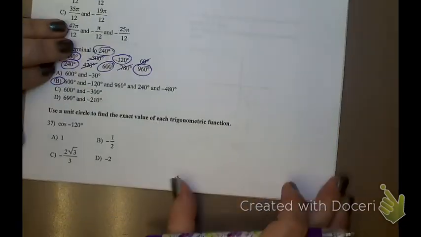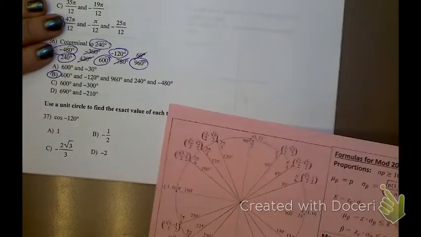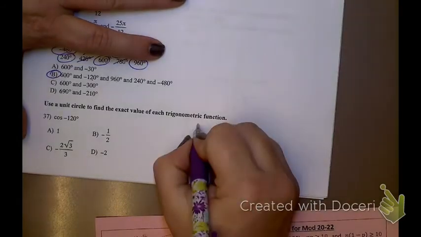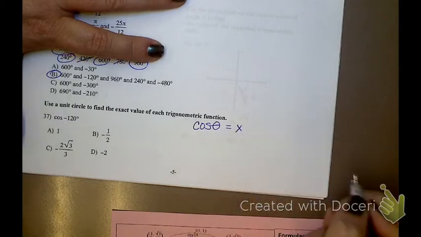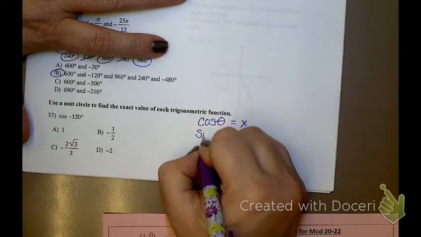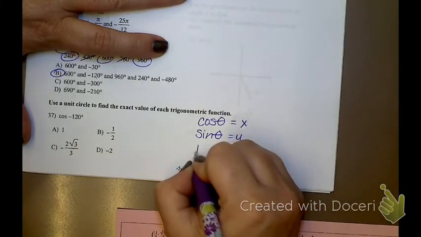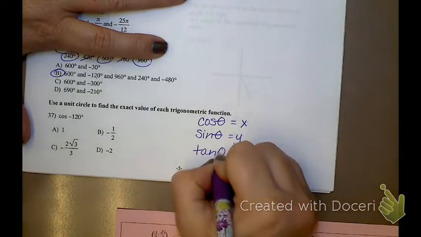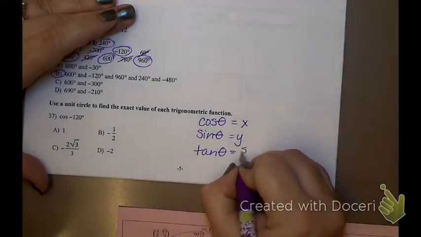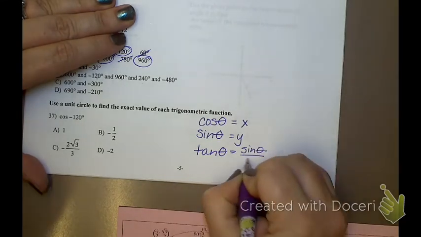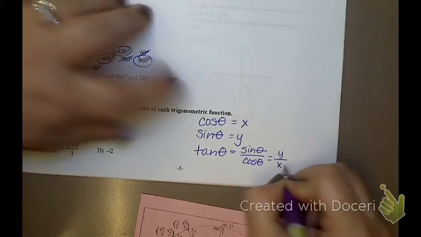Okay. All right, use a unit circle to find the exact value of each trigonometric function. For these ones, remember, when you are looking for cosine of theta, you are using the x value of the coordinates. If you are looking for sine of theta, that's the y value of the coordinates. If you are looking for the tangent value, tangent would be sine theta over cosine theta, or you can also think about that as y over x just by substituting those values.